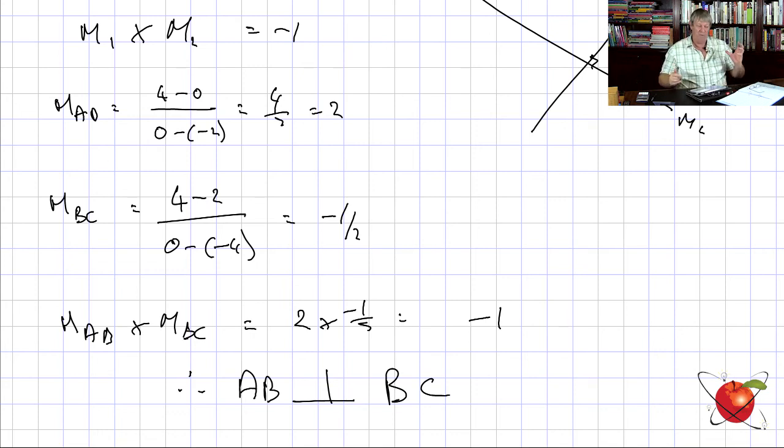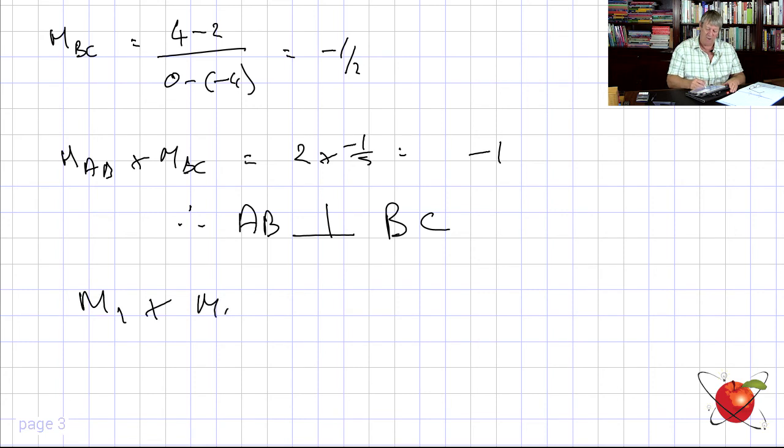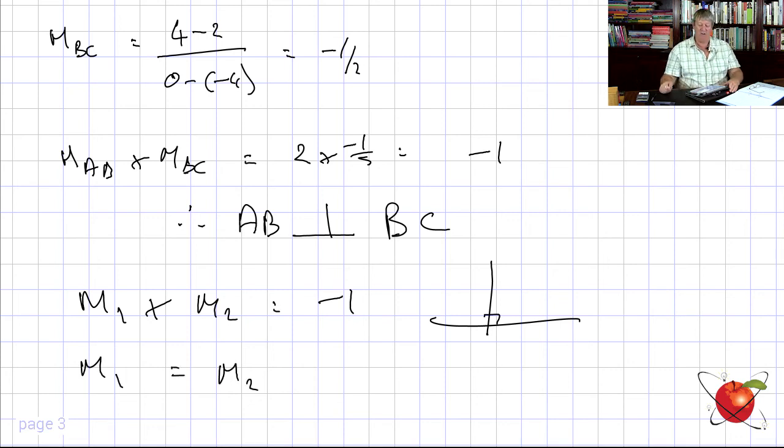So in essence, we have to remember that if m1 times m2 is equal to -1, they cut each other at 90 degrees. If m1 equals m2, they are parallel. So in analytical geometry, that's essentially the core of it. So a few pointers for it.